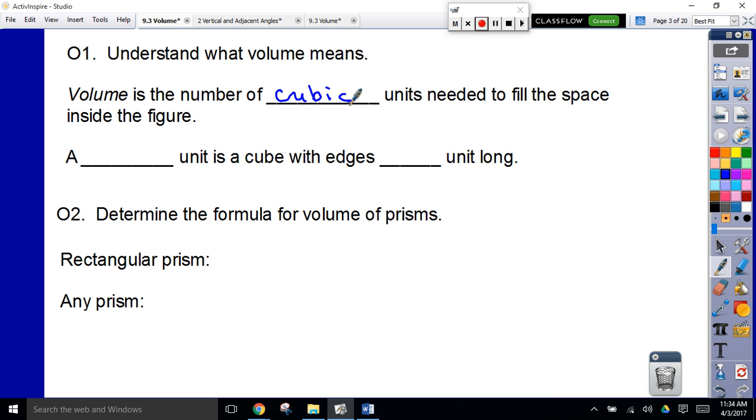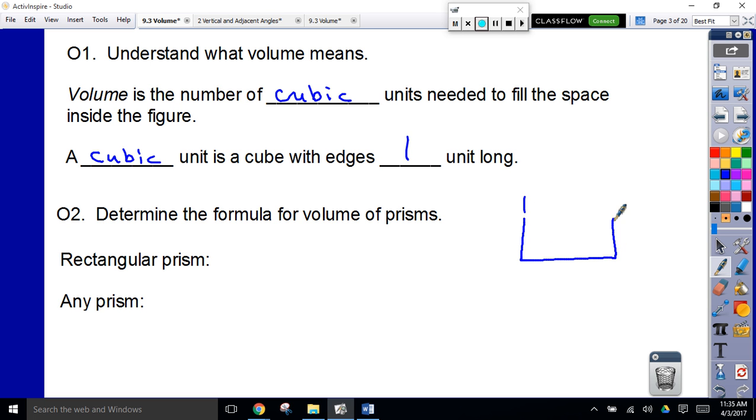Now, a cubic unit is a cube with edges 1 unit long. So whatever our unit is, if we're measuring in cubic feet, it would be a cube, and all of the edges would be 1 foot long. If we were measuring in cubic inches, we would have a much smaller cube whose edges were all 1 inch long. Okay, now, the formula for the volume of prisms is fairly easy to come up with.